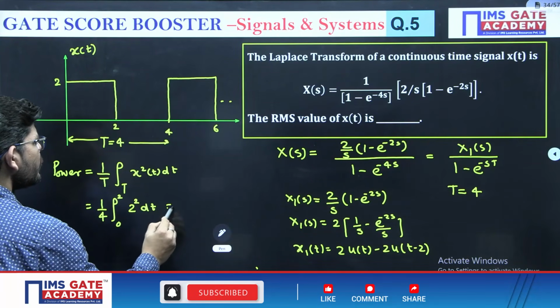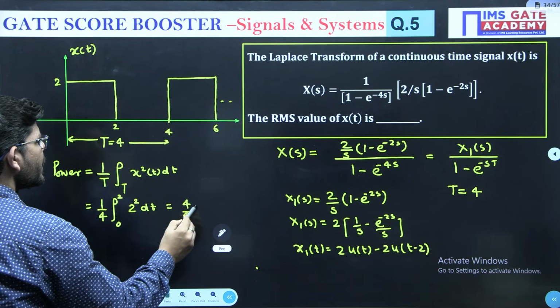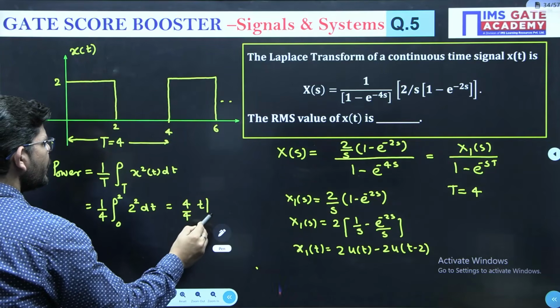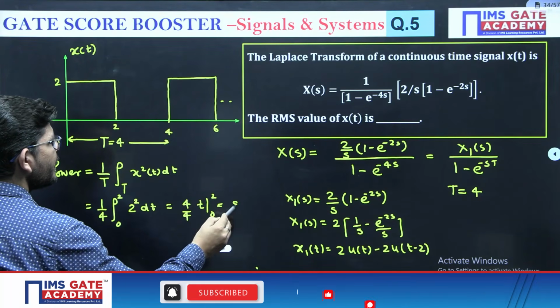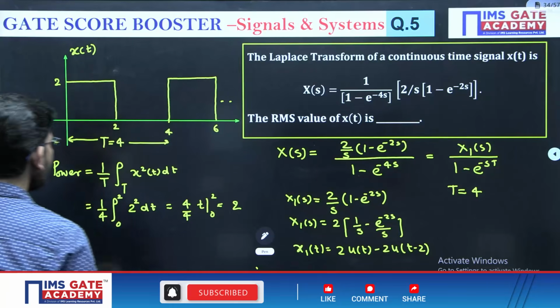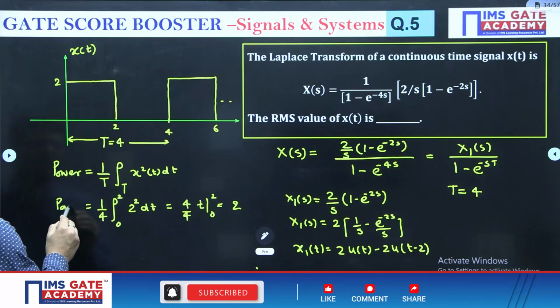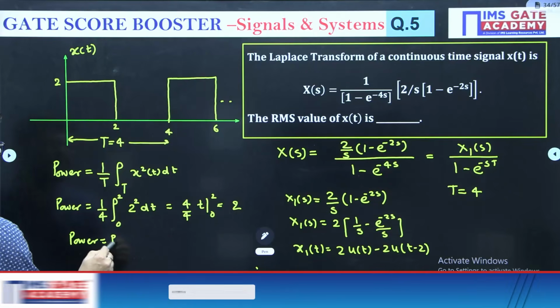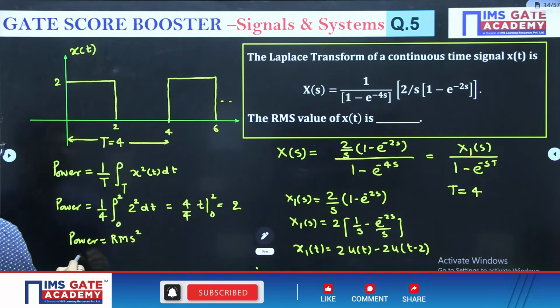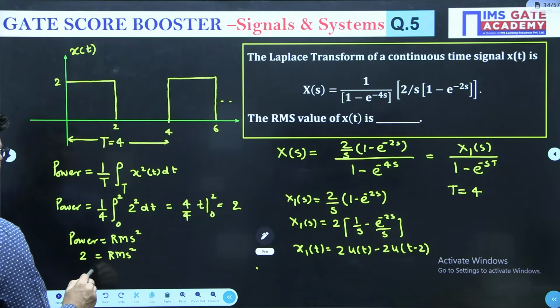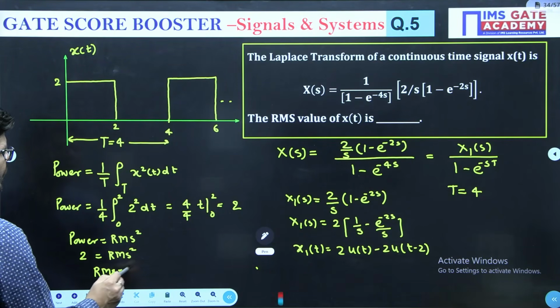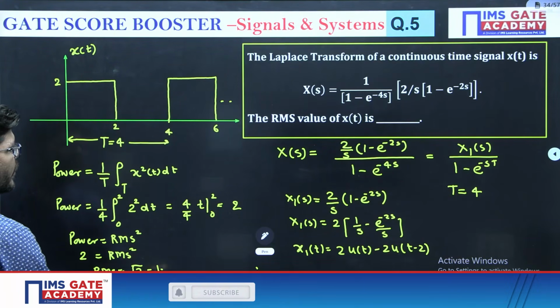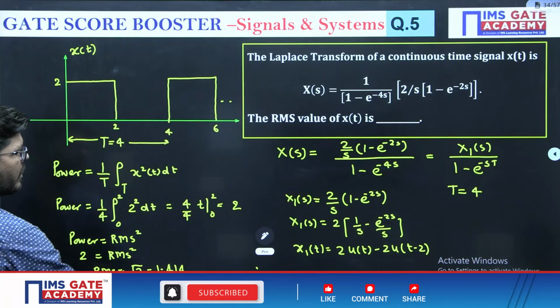So just solve it. 4 by 4 integration will give you t, and what you will get finally is 2. So this is how you are getting power. Now power is equal to RMS square, and power you have is 2, equal to RMS square. So in this way RMS will be under root of 2, or 1.414, right?